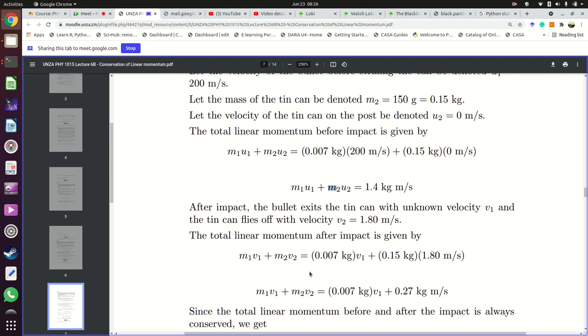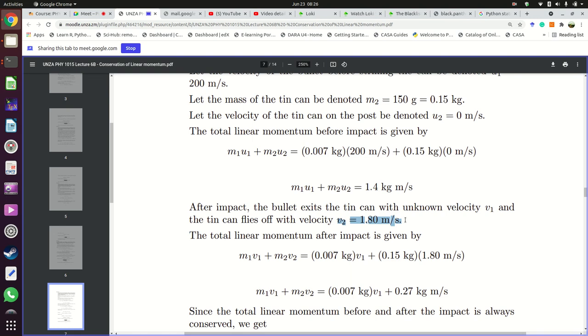Now, after the bullet hits the can and passes through the can, the bullet, of course, is going to have a velocity after it hits the can. And this velocity, we still do not know. So the bullet has an unknown velocity, which we denote as V1 after it passes through the can. However, the velocity of the can changes from being 0 to 1.8 meters per second. So we denote this velocity of the can, V2, as 1.8 meters per second.